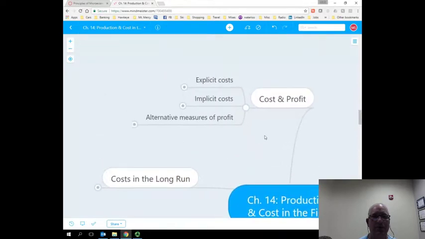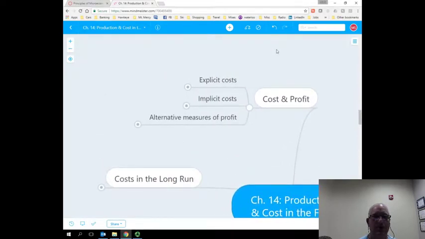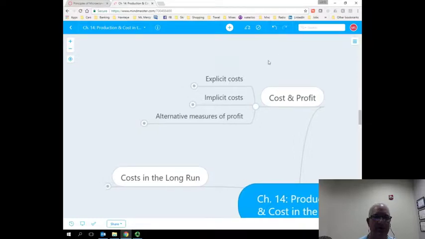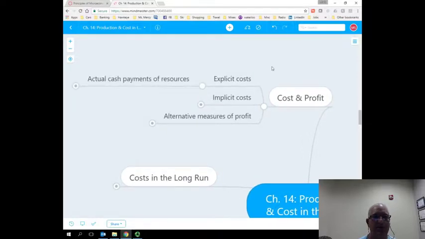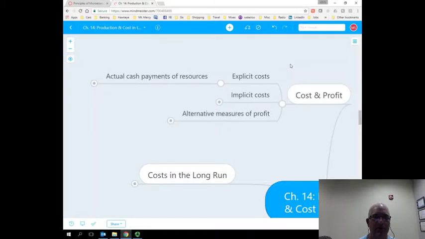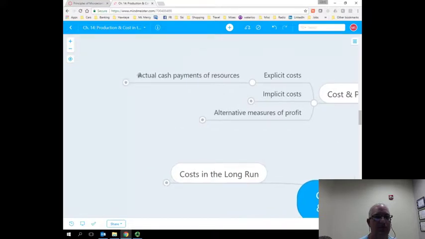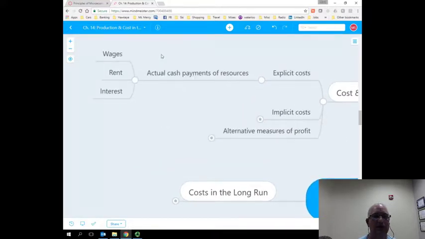Okay, first we'll look at costs. Costs are broken up into explicit and implicit costs. You're probably most familiar with explicit costs, which are actual cash payments for resources. And some examples of explicit costs are wages, rent, and interest. Those are some examples for you.